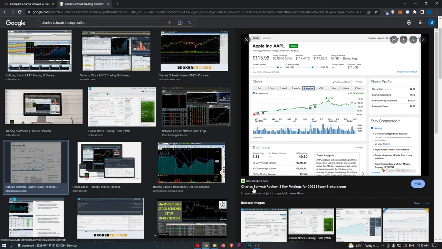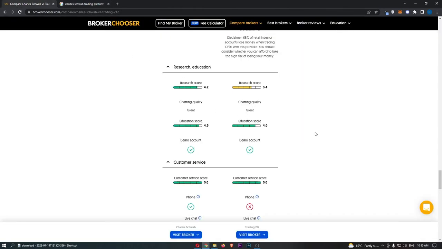Now, we can see right here, Charles Schwab, this is the broker. So we have technical analysis, a nice chart here. We have reports and news. So Charles Schwab definitely taking the point in this area.